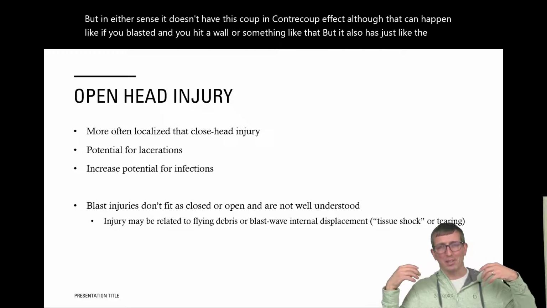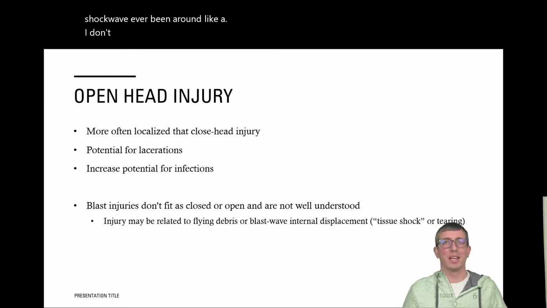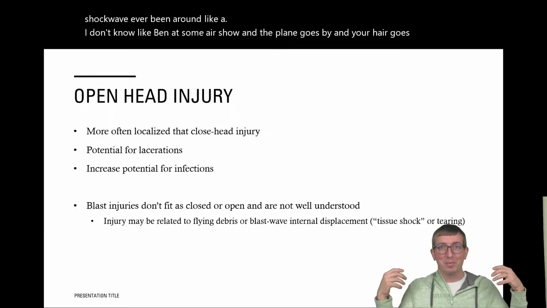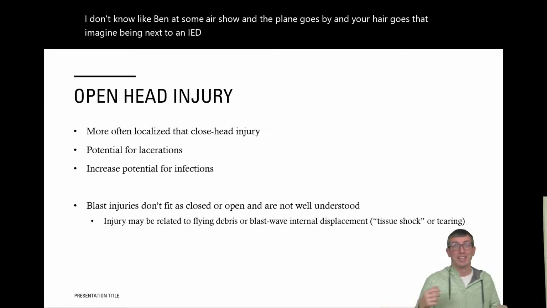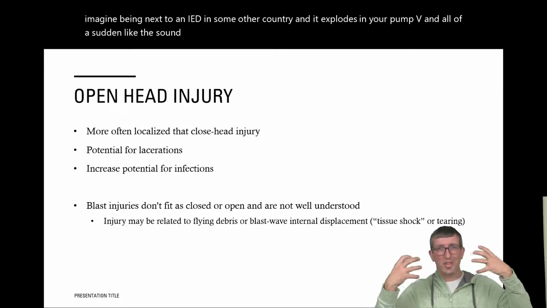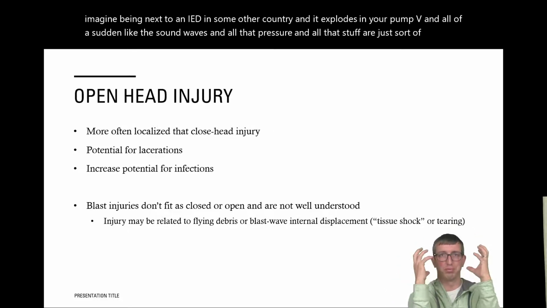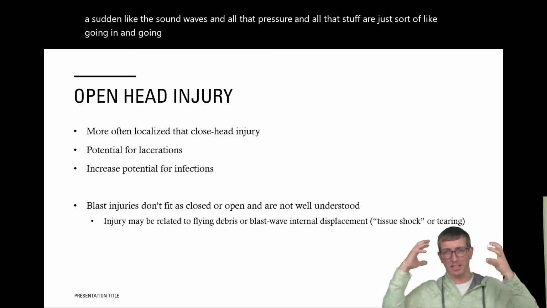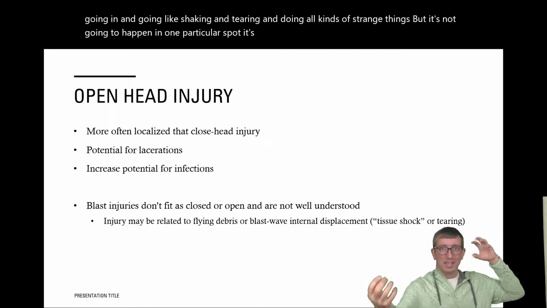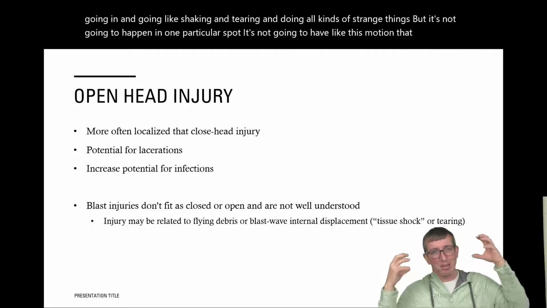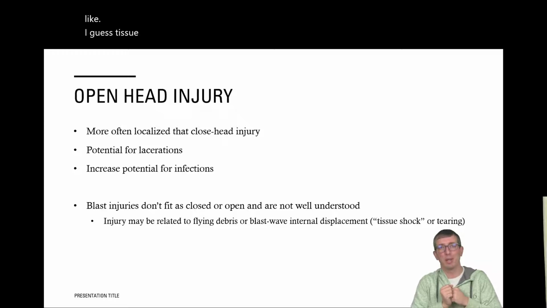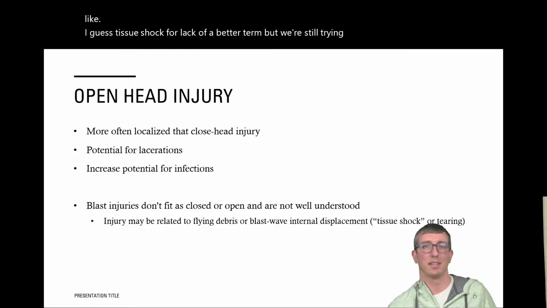If you've ever been at some air show and the plane goes by and your hair goes like that. Imagine being next to an IED in some other country and it explodes in your Humvee, and all of a sudden the sound waves and all that pressure are just going in and shaking and tearing and doing all kinds of strange things. But it's not going to happen in one particular spot. It's not going to have this motion that we associate with it. So it could happen all over the brain in different areas, and it's just kind of tissue shock, for lack of a better term. But we're still trying to understand, not we, I'm not trying to understand it.